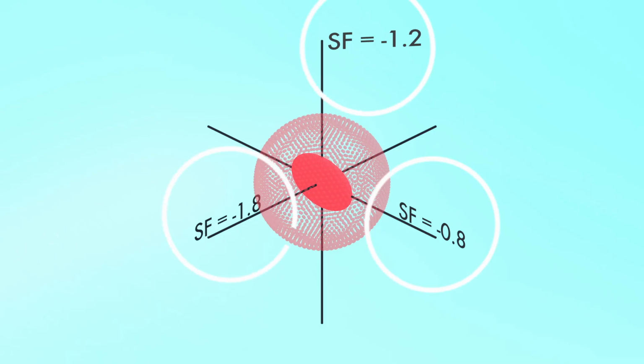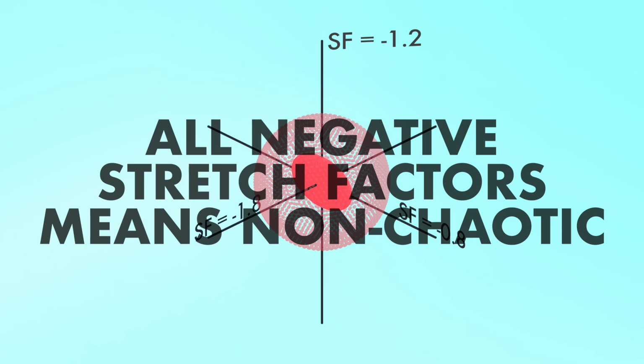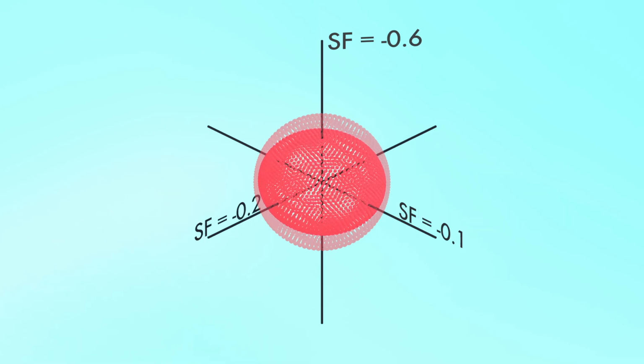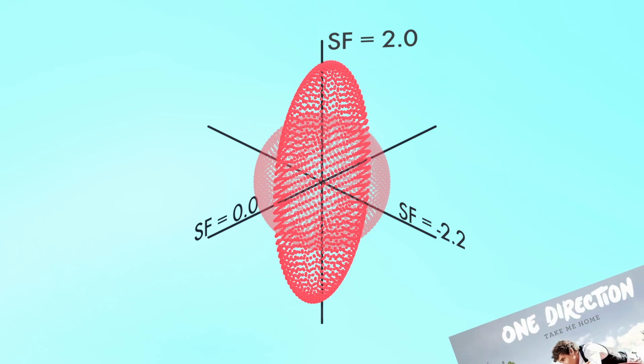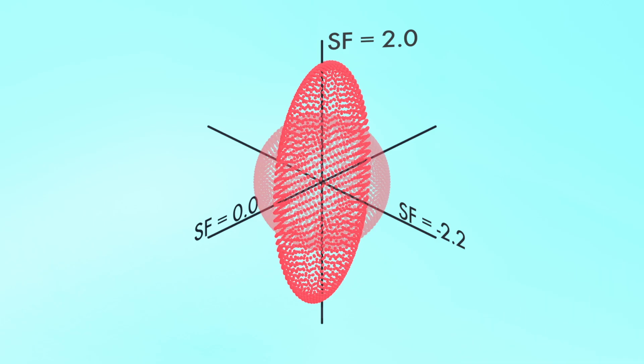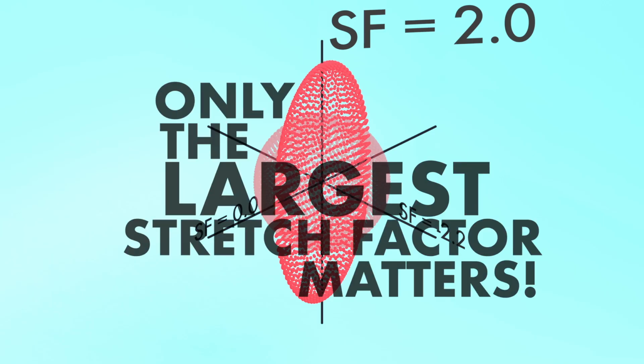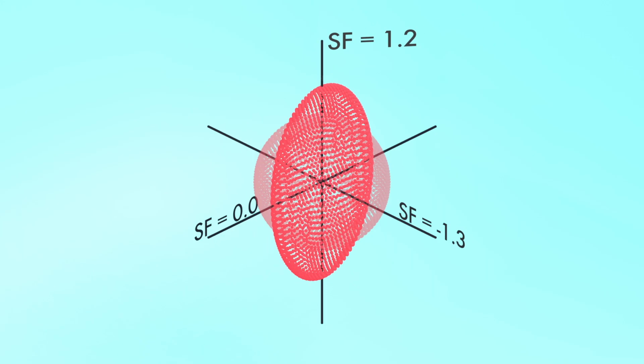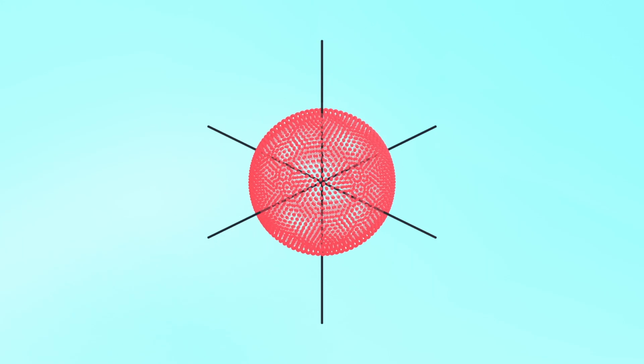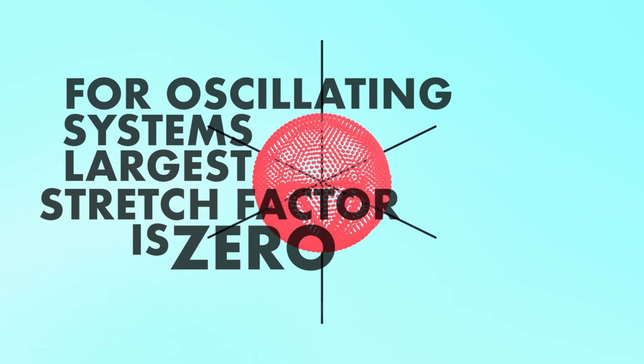All negative stretch factors means the thing that we're looking at is non-chaotic, because all the points go to the same place. However, if the ball stretches out even in one direction, then it means the points are getting further apart. This would correspond to a positive stretch factor, which is a sign for chaos. And because the system is chaotic if even one of the directions stretches out, we really only ever care about the largest stretch factor. There is also the boundary case where the stretch factor is 0. This typically corresponds to systems like pendulums that oscillate in some sort of way.